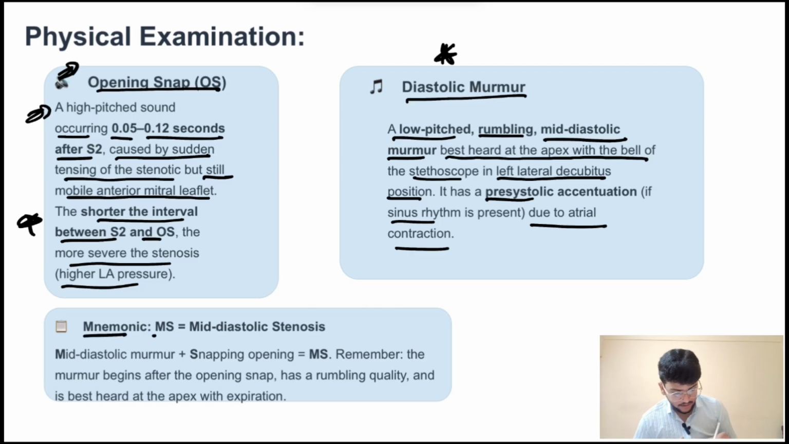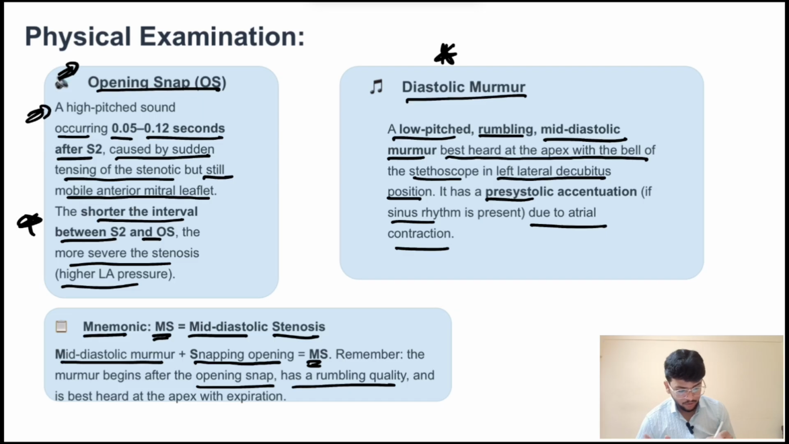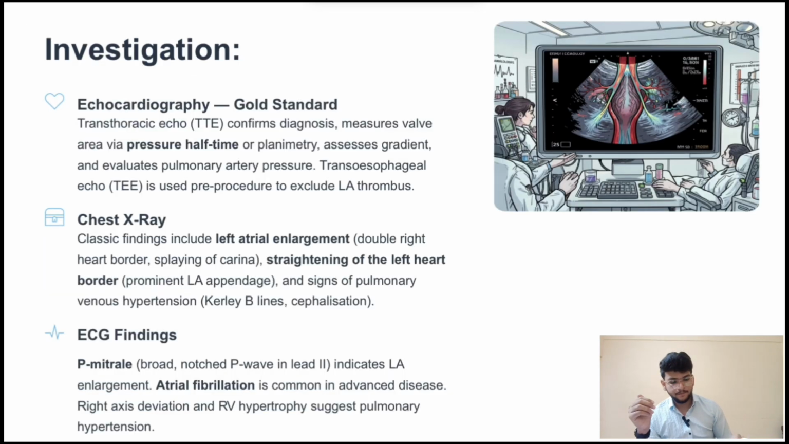The mnemonic for it is MS: the mid-diastolic murmur plus S for snapping open is equal to MS. Remember, the murmur begins after the opening snap, has a rumbling quality, and is best heard at the apex with expiration.